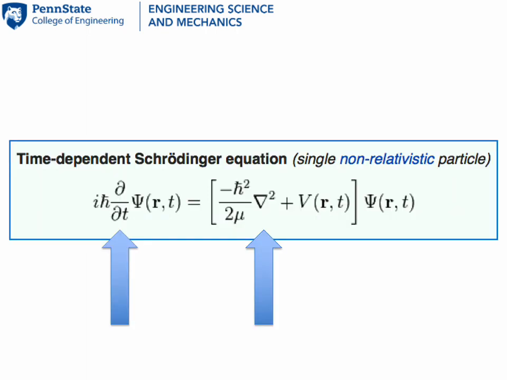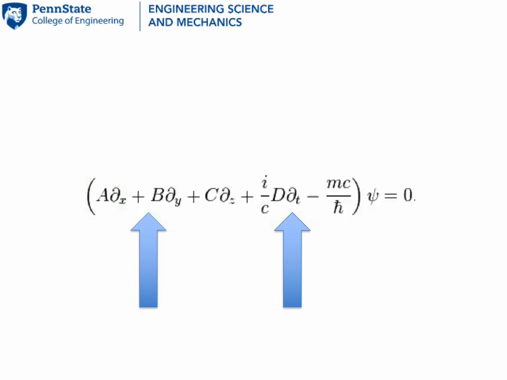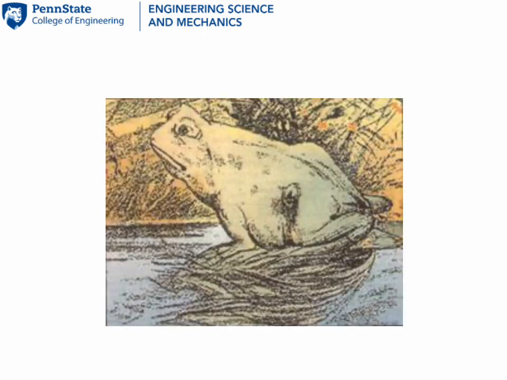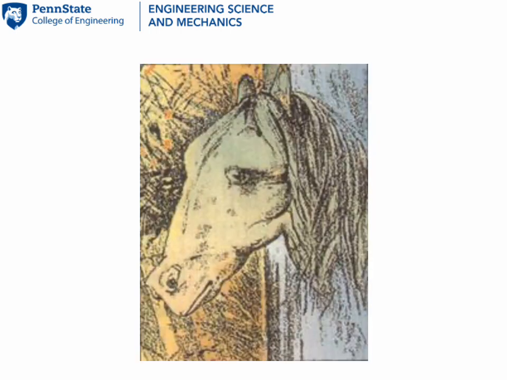Consider the Schrödinger equation. How did it dawn on Schrödinger to have second derivatives with respect to space, but only the first derivative with respect to time? Even more, how did Dirac decide to take the first derivatives with respect to both space and time? There must be some pattern that Schrödinger and Dirac must have discerned. Where others saw a frog, they saw a horse.